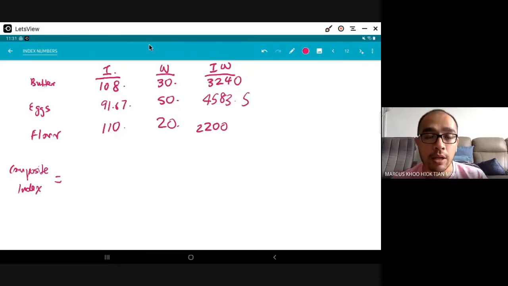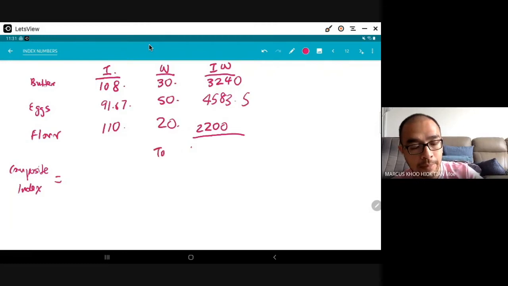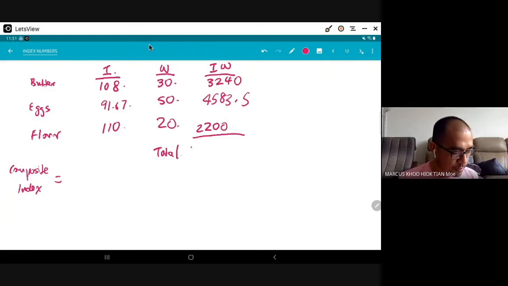Okay, once you have multiplied the I and the W, remember W is called weightage. Once you have multiplied this, then you must total it up. Wong Chong Han, can you count the total for me, please? 3240 plus 4583.5 plus 2200. What's the total, please?